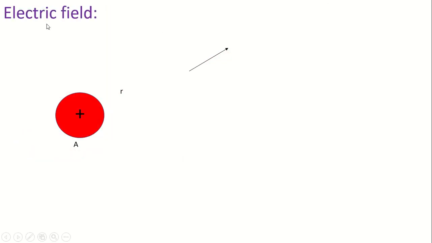Now I will explain electric field. I have already told you, if a charge is placed in a place, then around that charge an electric field will be created, and in that field the influence of the charged object is seen.